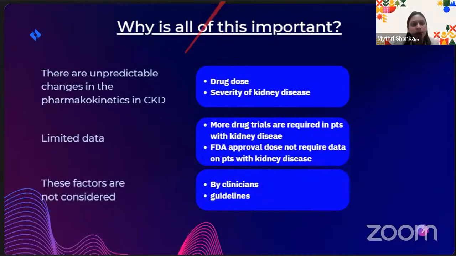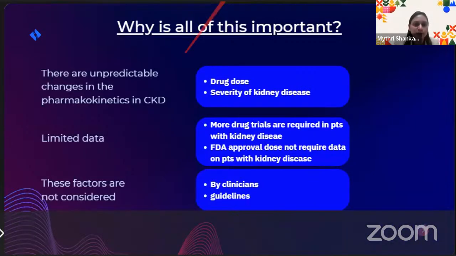So why is this all important? These are unpredictable changes that happen in the pharmacokinetics in chronic kidney disease. We cannot predict exactly what is happening. So it actually depends upon the severity of kidney disease and the dosing of the drug. And there is limited data. More drug trials are required in patients with kidney disease. And as I already mentioned, FDA approval does not require data on patients with kidney disease. All these factors are not considered by the clinicians and also by the guidelines that the societies make.